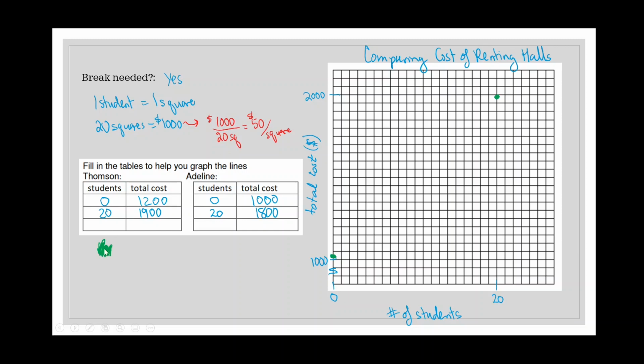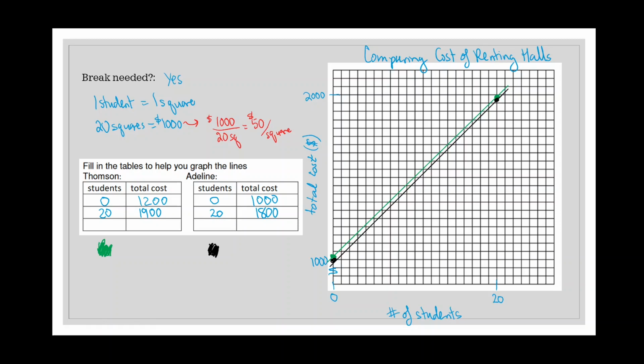So now I'm going to plot the green, which is going to be for my Thompson legend. Those 2 points are just above 1,000 and just below 2,000 here. Draw the line. And then I'm going to use a black color for Adeline. And we have the black point just below the green one, and on this side it is also the same. So this is the problem.